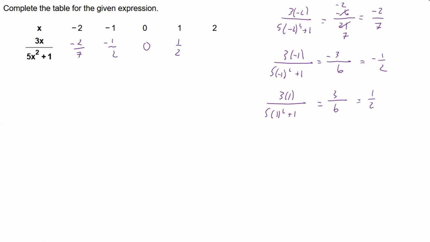And for 2, basically we're going to do the same thing, except instead of a negative 2 here, we're going to have a positive 2. And so we should get 2 sevenths. So we'll take 3 times 2 over 5 times 2 squared plus 1. So that's going to be 6 over 4 times 5 is 20, plus 1 is 21. Again, reducing that, we get 2 over 7. And so that's completing the table for this given expression.